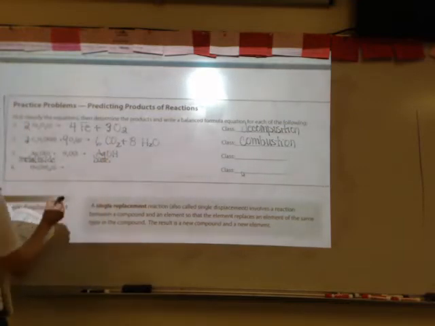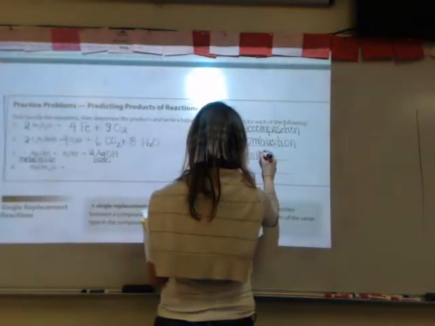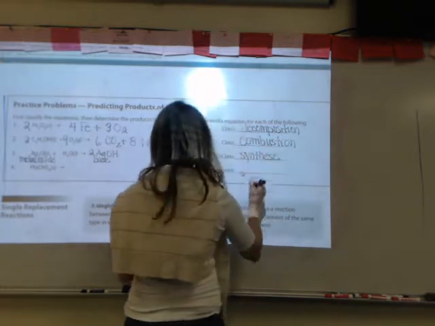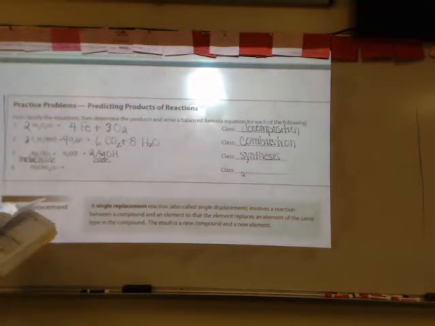And then to balance this, you're going to need a 2 in front of AgOH. And this is a synthesis reaction, and if you look back at the table for the summary of different types of synthesis reactions, that's where you're going to find the metal oxide plus water is giving you a base.